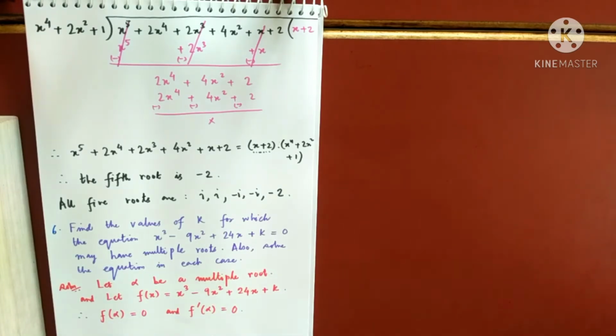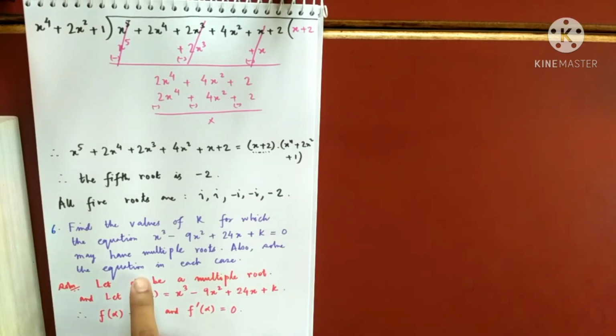I am not specifying the order of this multiple root. Even if its order is 3, the minimum order will be 2, because I am assuming that this is a multiple root. So its order is at least 2. That means if its order is 2, f(alpha) will be 0 and f dash alpha will be 0. Even if its order is 3 or 4, these two are definitely going to be 0. Others may also be 0, but these two are definitely 0 because the order of alpha is at least 2. So now let's use these two to solve for the value of k.